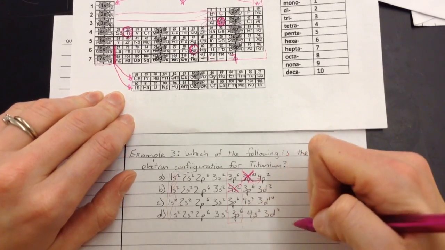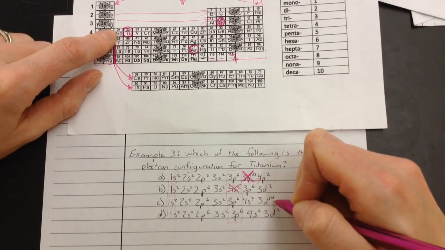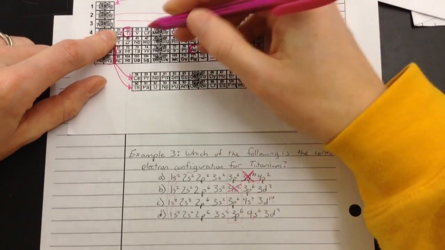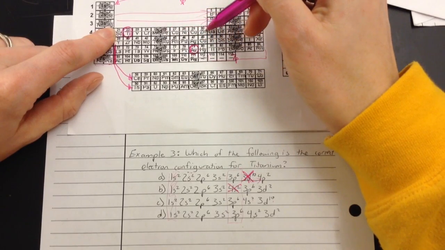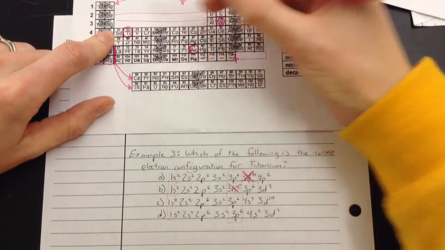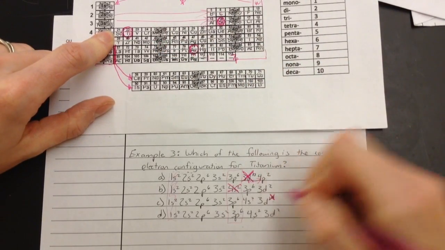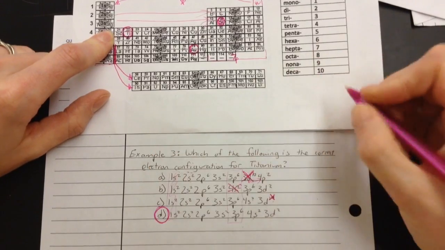So 4s2 is still okay. And then the next thing I need to write down is either 3d10 or 3d2. Well, 3d10 would be what I would write down if I went all the way across. But I stopped at titanium, which is 1, 2. So it's the 10 right here that's wrong. It should be 3d2. So D is the correct choice.